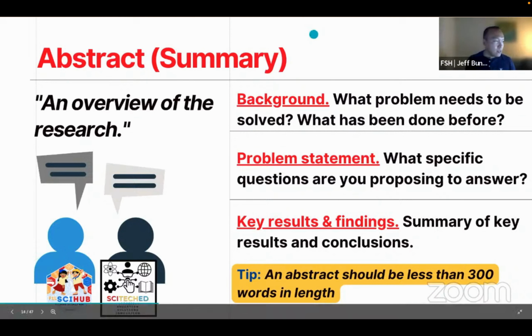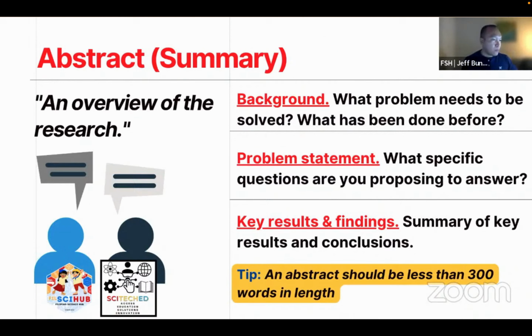Alright? Okay. So, abstract, like I said, is an overview. Ito lang yung tip po. Ito, practical tip na ibinibigay ko po sa inyo. So, when you write up your abstract, technically, may tatlong sections lang po yan. So, you have to state a very brief background of your study. So, what problem needs to be solved and what has been done before. Ganon kasimple. 1 to 2 sentences.